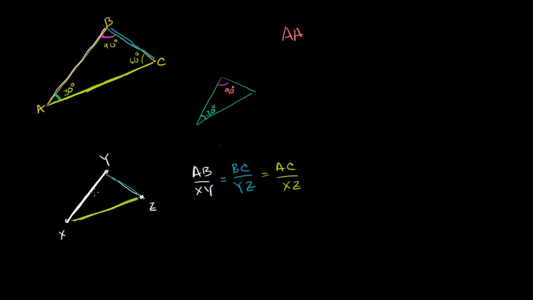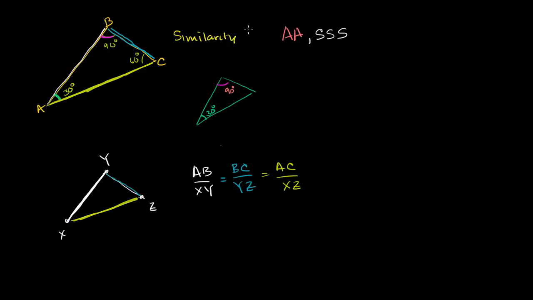So if you have all three corresponding sides, and the ratio between all three corresponding sides is the same, then we know we are dealing with similar triangles. So this is what we call side-side-side similarity. And you don't want to get these confused with side-side-side congruence. So these are all of our similarity postulates.